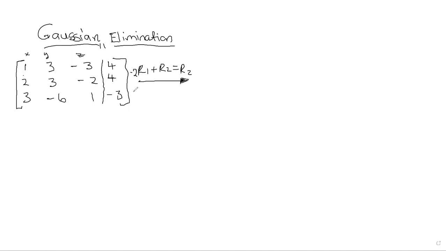Then on this side, we're trying to get rid of this one. It's going to be minus 3 times row 1, plus row 3. And then that will give us the new row 3.